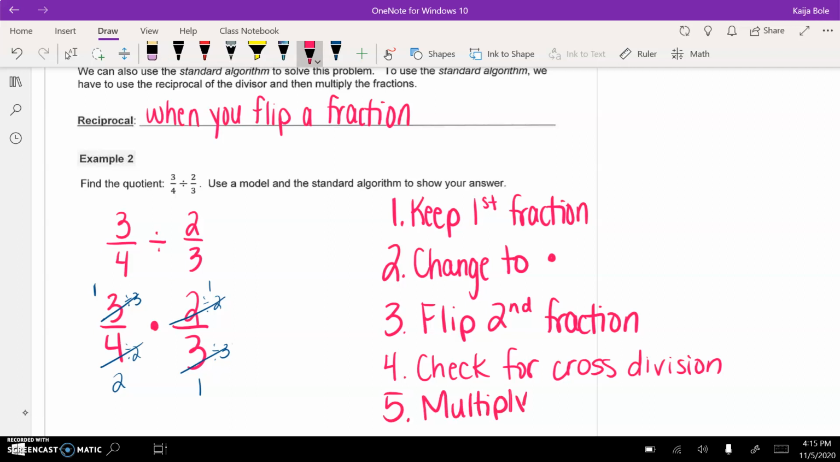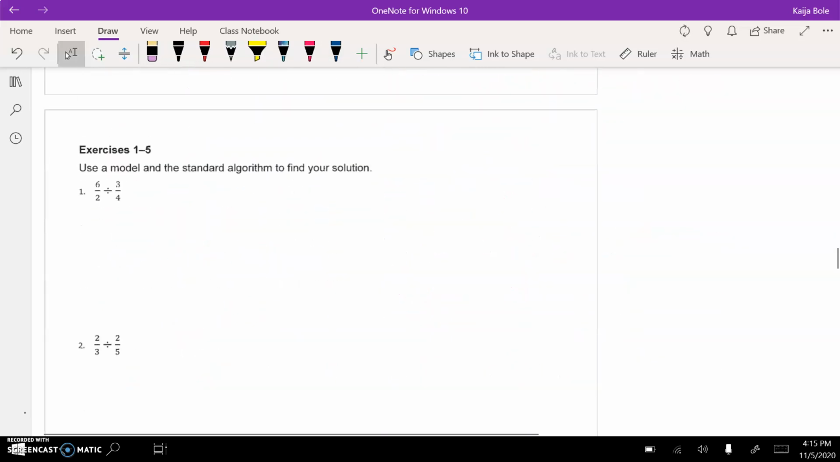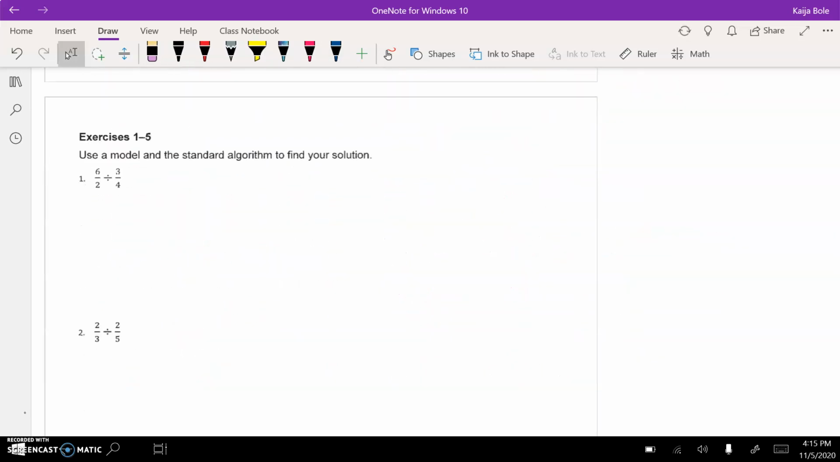And we've done this. We've multiplied fractions before. So you just go straight across. So our answer here, 1 times 1 is 1, over 2 times 1 is 2. 1/2 would be our answer. Okay? So then moving forward onto the second page, it says use a model, and this we're not going to use a model, we're just going to use the algorithm.